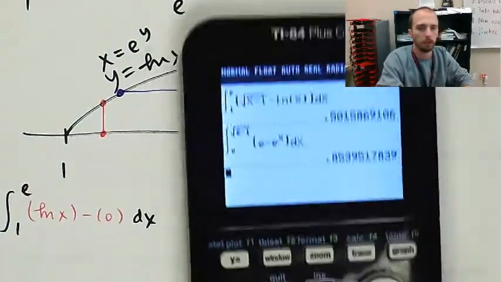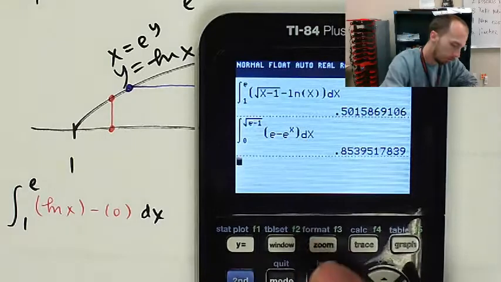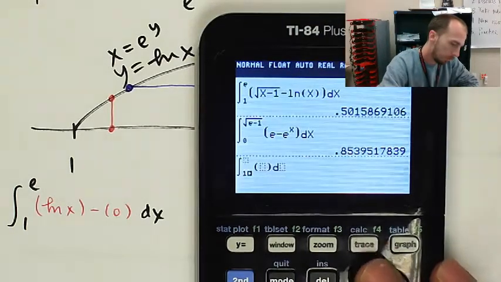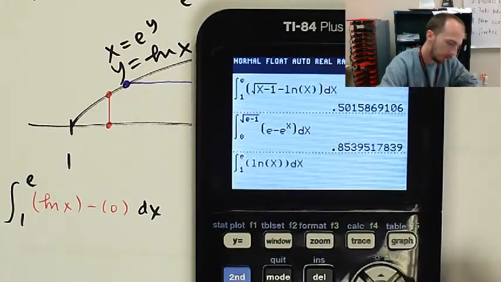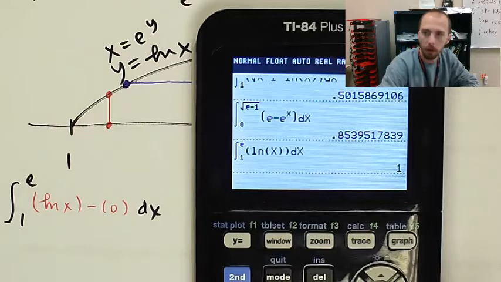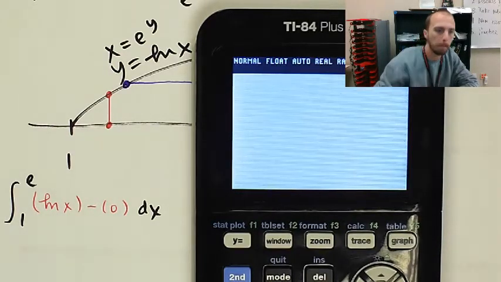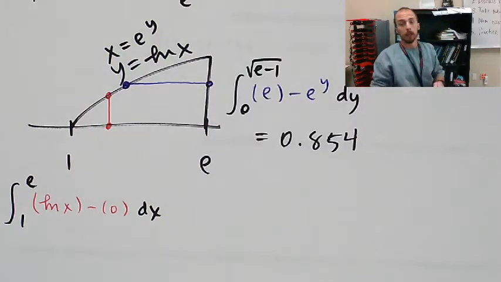But also, if we were to integrate this on x, the integral from 1 to e of natural log of x dx, we can probably do that too. Log x dx. Hold on, why would that happen? Give me a second. I don't know what it is.